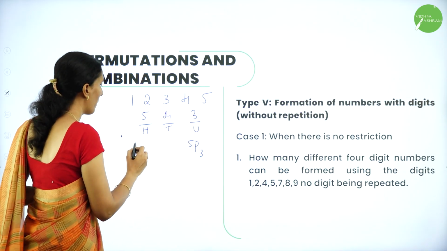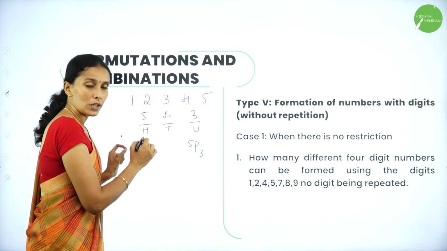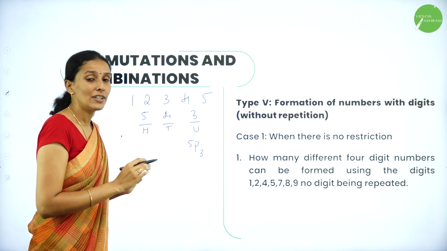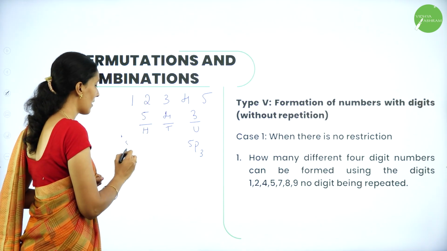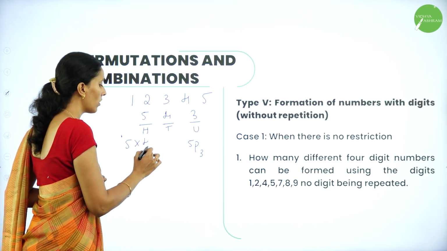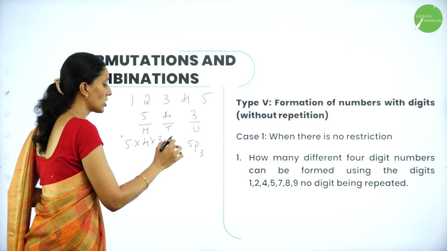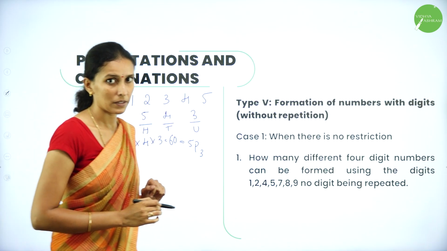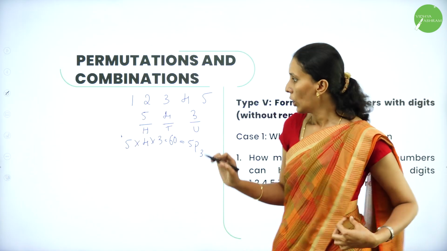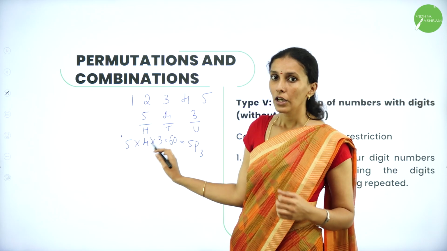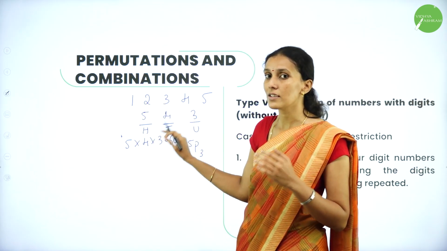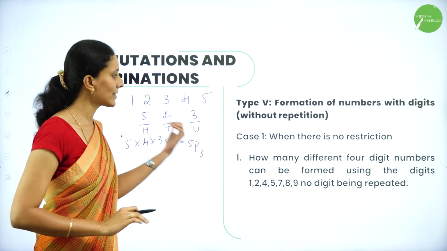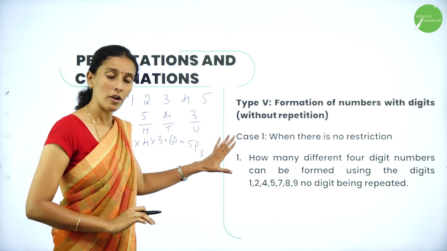Therefore, my total number of permutations for these numbers where digits are not repeated is 5 into 4 into 3. So, how much? 60. This is one more logic which is equal to 5P3. Remember, when digits are not repeated, you cannot have the same choices in each place. So, this is an example where digits are not repeated.